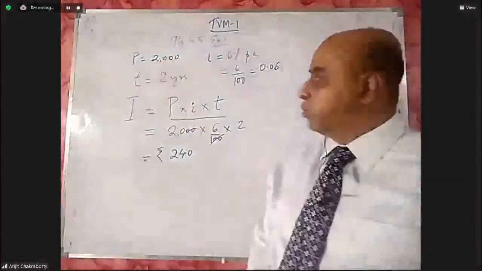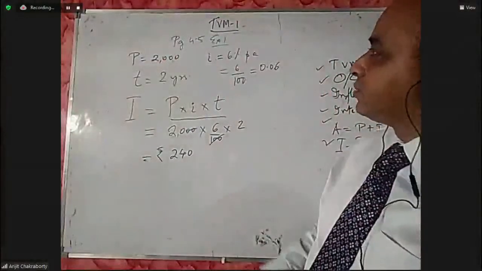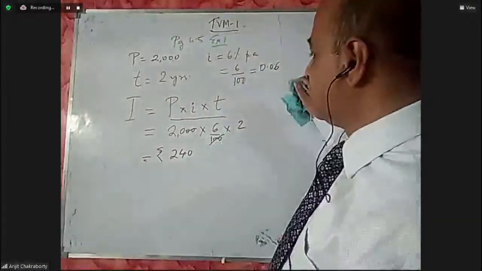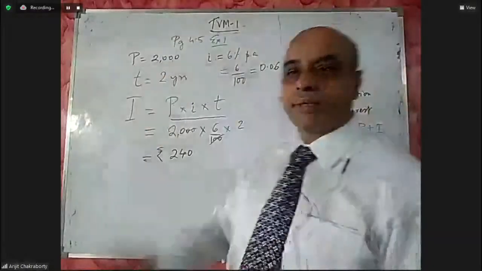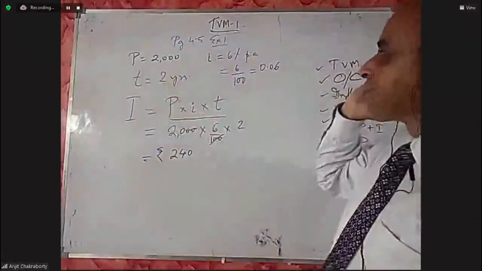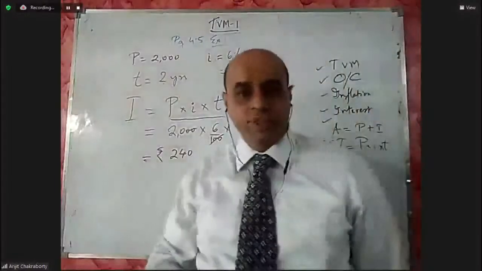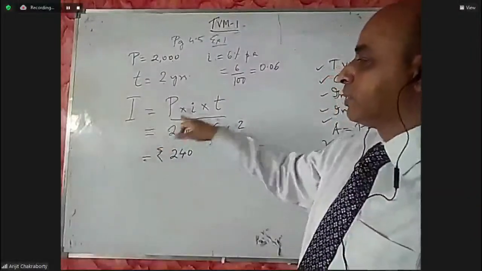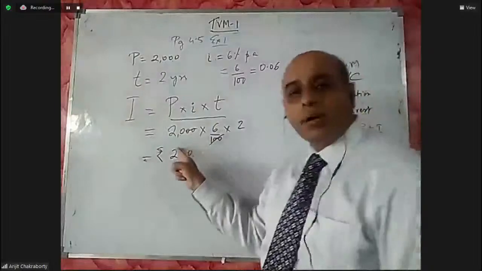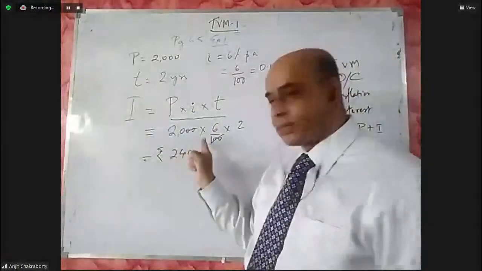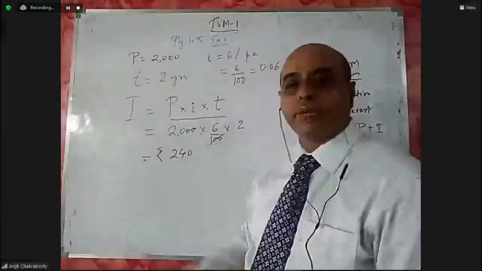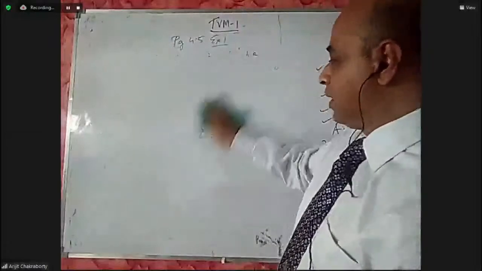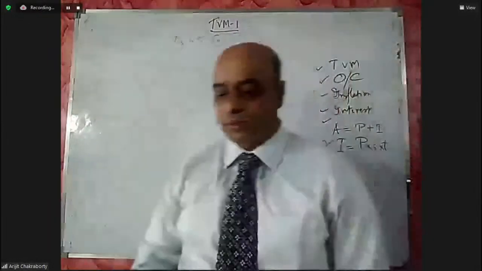Next is example 2. Okay, let me take page 4.4. I think example 2. Okay, so this is clear. 2,000 is the principal. Okay, time is 2 years. Interest rate is 6% per annum, which means 6% for 1 year. So the total interest is principal into interest rate into time. 2,000 is the principal. Interest rate is 6 by 100 and the time is 2 years. So it gives me 240. Fine. Now we will take the second example and see how we are able to solve it.